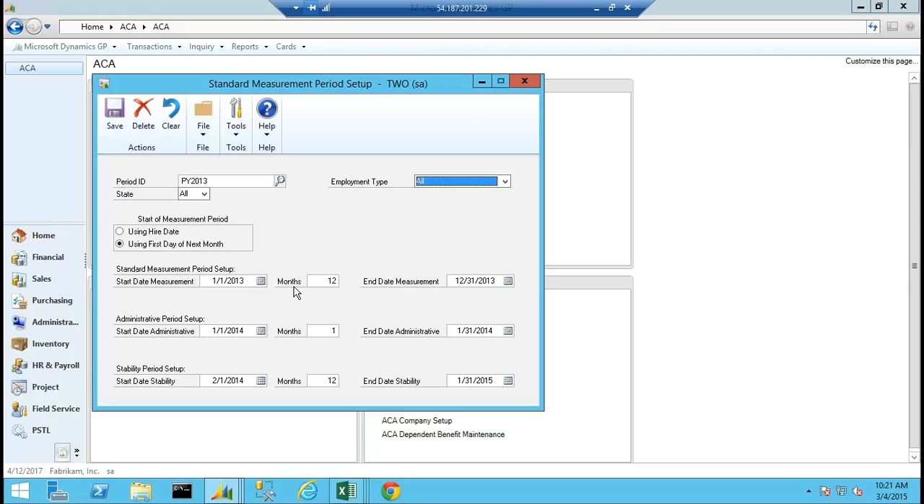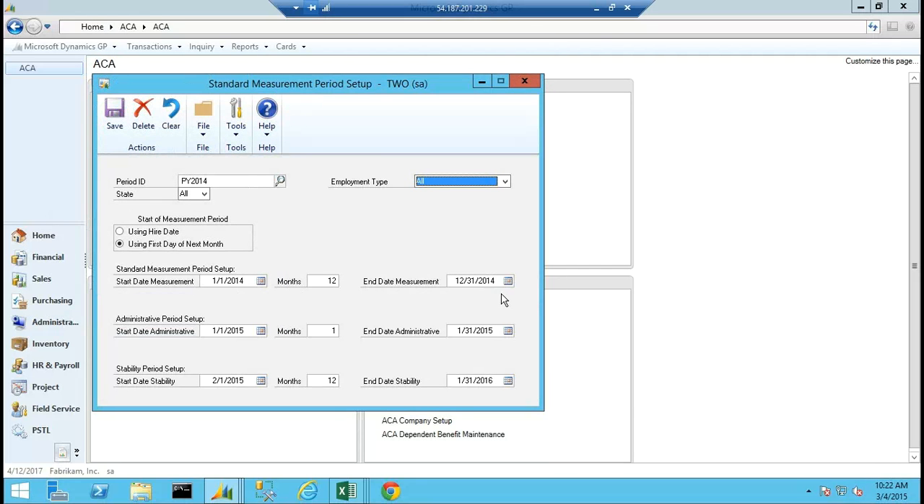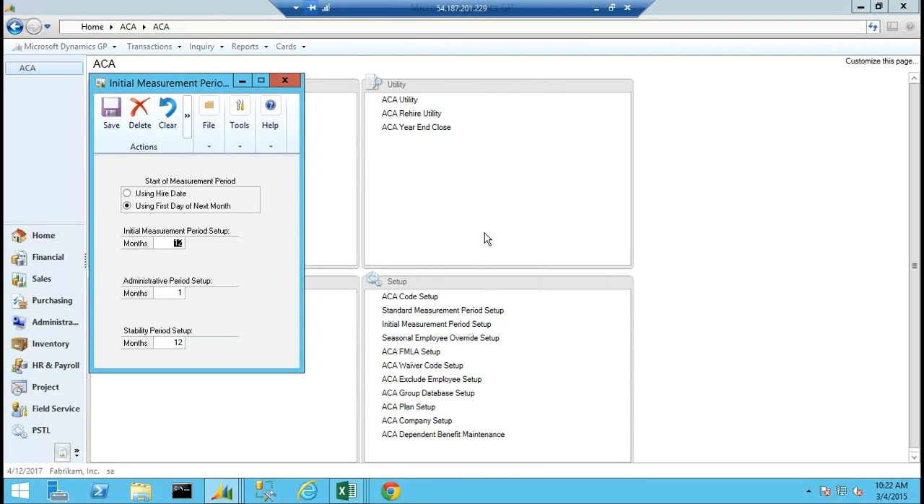The difference, though, by the way, is that the combination of these two, the initial measurement period setup and the administrative period, cannot exceed 13 months. Whereas in a standard measurement period, your initial measurement period could be up to 3 months. And the theory is that in standard measurement periods, you're testing thousands of people. Initial measurement period, you're just testing the new eligibility for that month.